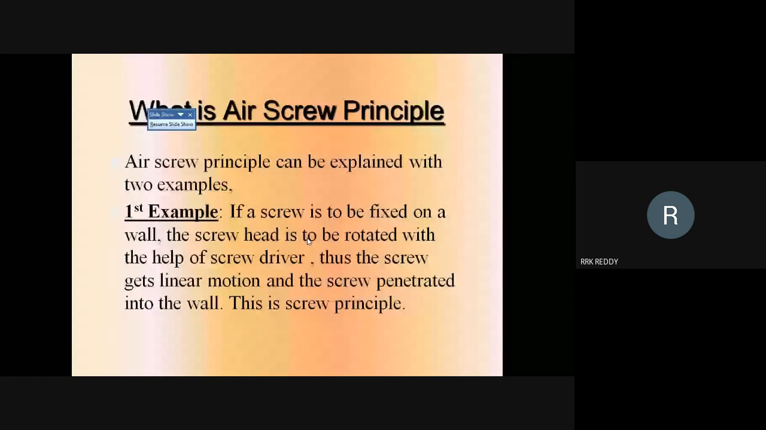Then what is the air screw principle? The second method is the air screw principle. The air screw principle can be explained with two examples. Here I am considering two examples. Let me explain the first example.